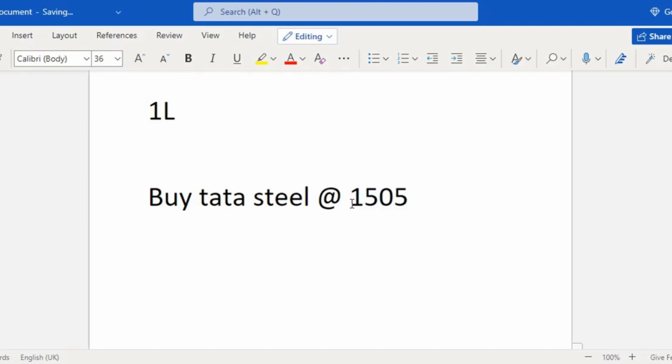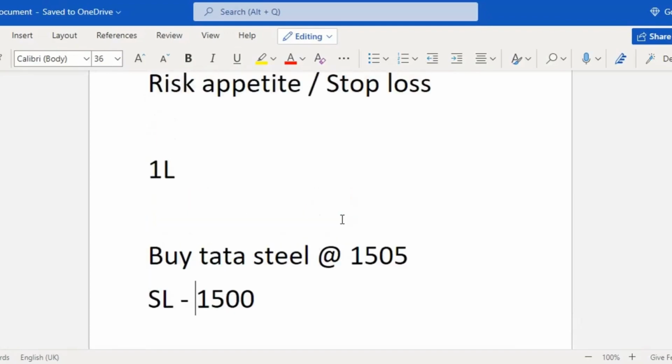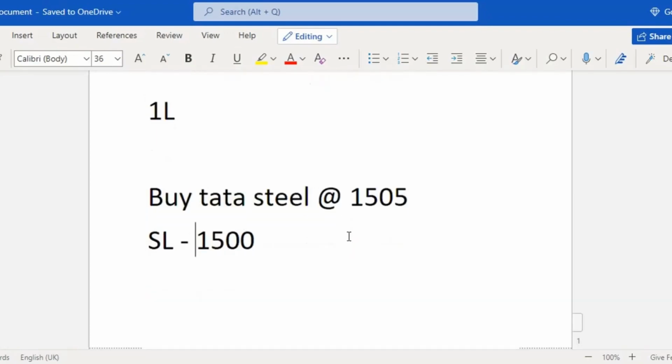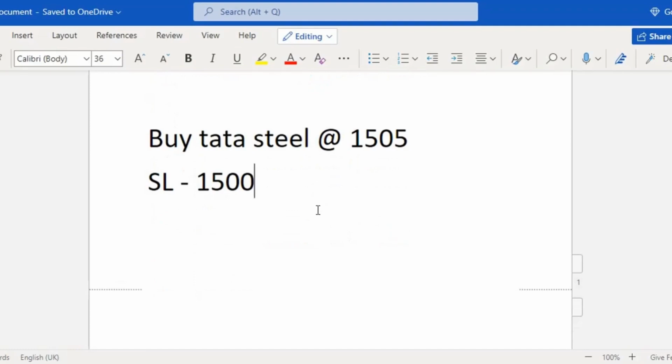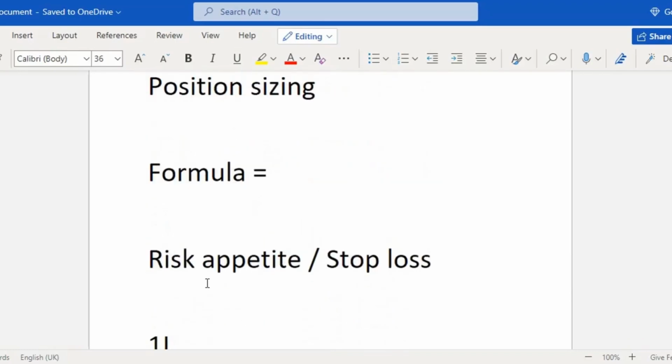All right. This is an example. This is how we calculate in real life when the markets are open. So you want to buy Tata Steel at 1505. Let's say you decided based on your technical analysis that 1500 is going to be your stop loss. So how do we decide what is the quantity? Now you know that you have only 1000 rupees to risk, but how are we going to define the quantity? To understand that, let's put the values in this formula, and then we will have our position sizing.